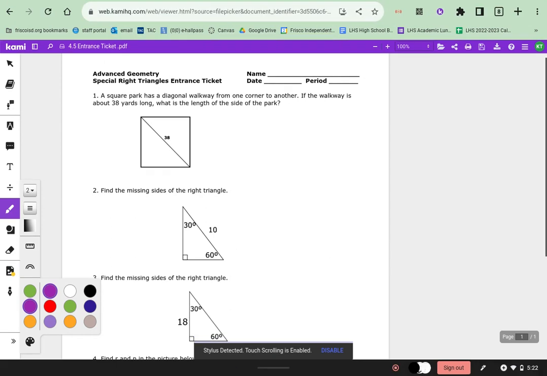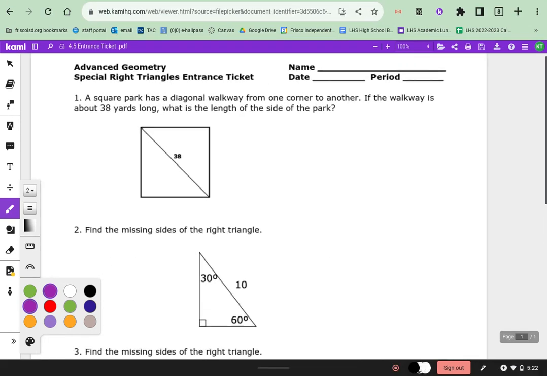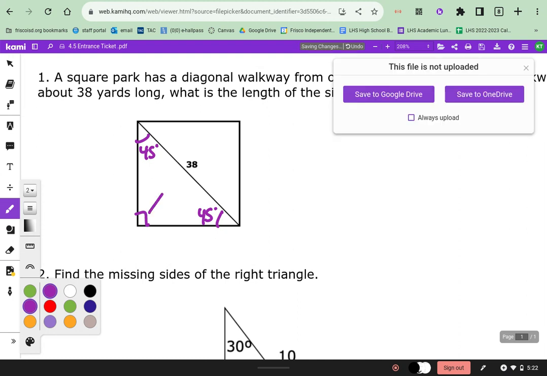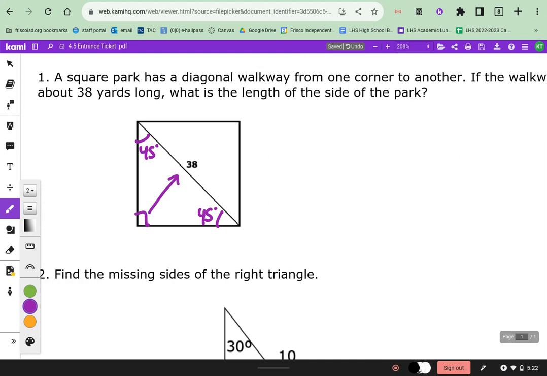So the first one, a square park has a diagonal walkway from one corner to another. If the walkway is 38 yards long, what's the length of the side of the park? Since this is a square, I know that this is a 45, 45, 90 triangle. The rule for the 45, 45, 90 triangle was that across from the 90-degree angle is x square root of 2, and across from the 45-degree angles is represented by x. So that means that 38 equals x square root of 2. So I can solve for x.